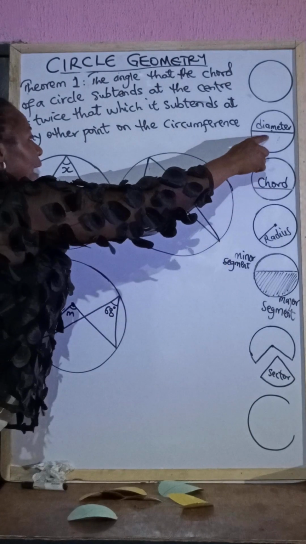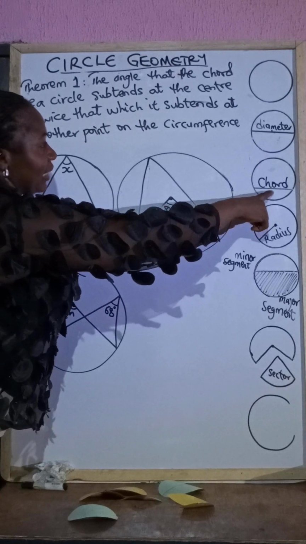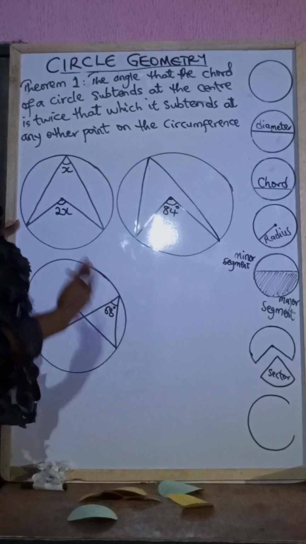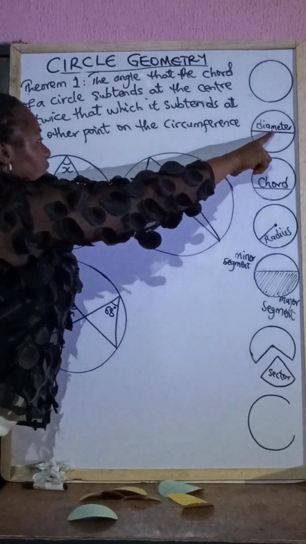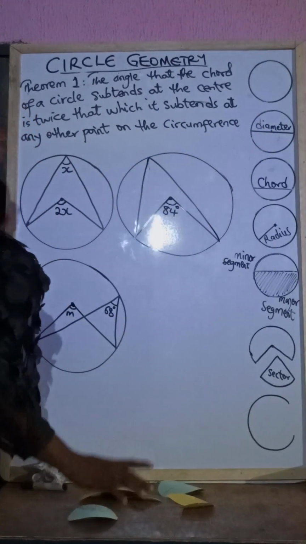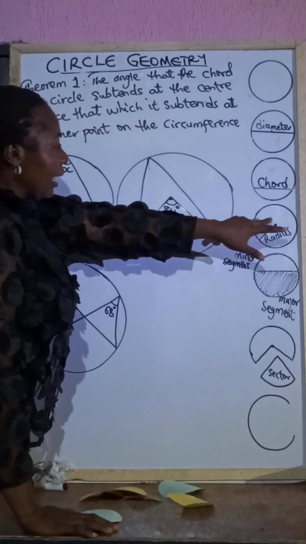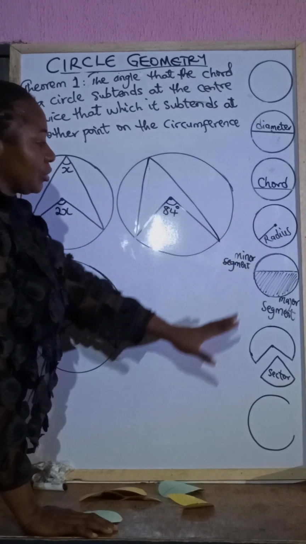So what we have here is the diameter. For the fact that the diameter is a line, it is also a chord, but it's a special chord because this particular chord runs through the center of the circle. So this shows that this is the center of the circle. So that line there is called the diameter of the circle. And the line that runs from the center to any point on the circumference is called the radius.